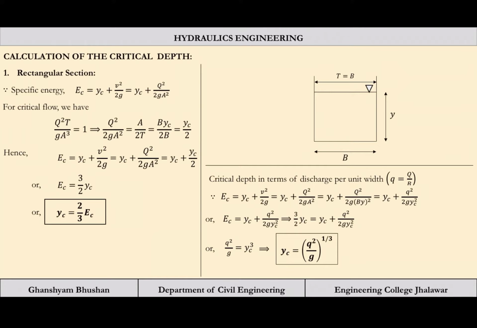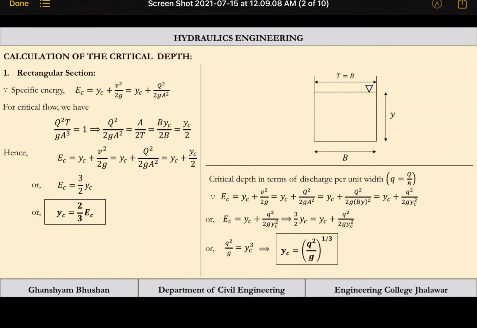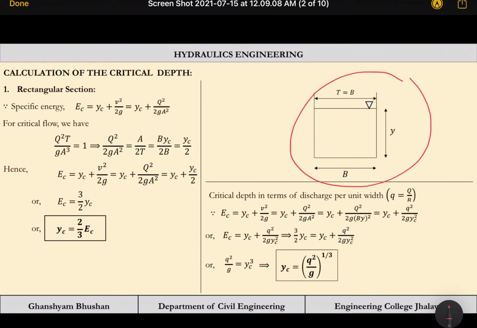The first section we have is a rectangular section. You can see the rectangular section shown to you. The depth of flow is y, the bed width of the channel is capital B, and for a rectangular channel the top width is also equal to the bottom width, that is capital B. If we are calculating the critical depth, it is inevitable that the depth is critical, so wherever y is there we will simply write it as yc. C is for critical depth.